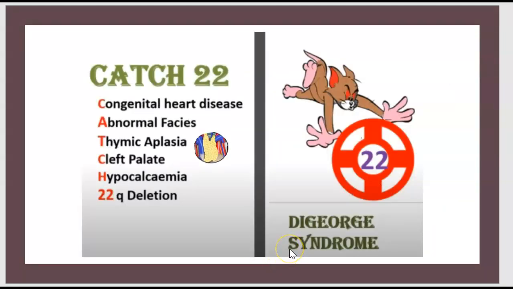DiGeorge syndrome, CATCH-22. C stands for congenital heart disease. A stands for abnormal facies. T stands for thymic aplasia. C stands for cleft palate. H stands for hypocalcemia. And 22q deletion.